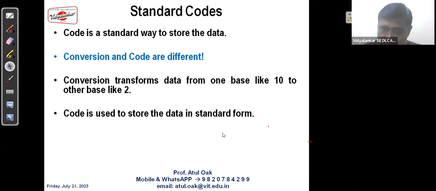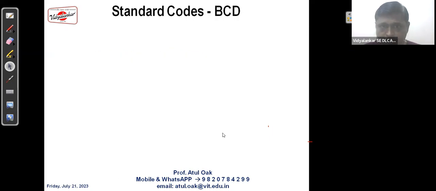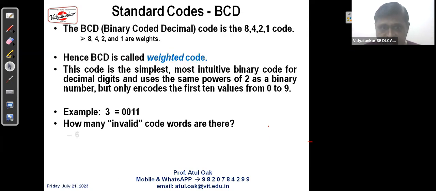I think examples we referred. Okay, it's visible here. 3 is 0011. Okay. Using this, in the coming session, we are going to introduce one more code that is called gray code. Okay, GRAY.